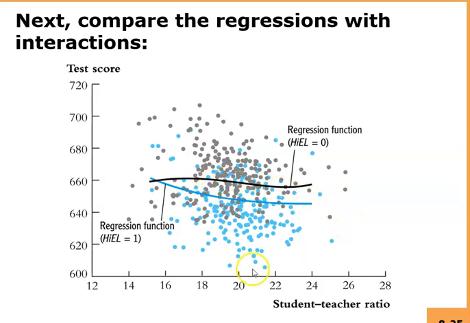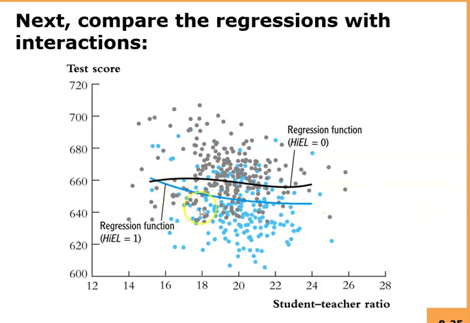So what it means is that for HIL equals 1, on average for every student-teacher ratio, the test scores are lower than when HIL is equal to 0. So in simpler terms, when there is a lower percentage of English learners in the classroom, on average, for every student-teacher ratio, the test scores will be higher than when there is a greater percentage of English learners in the classroom.